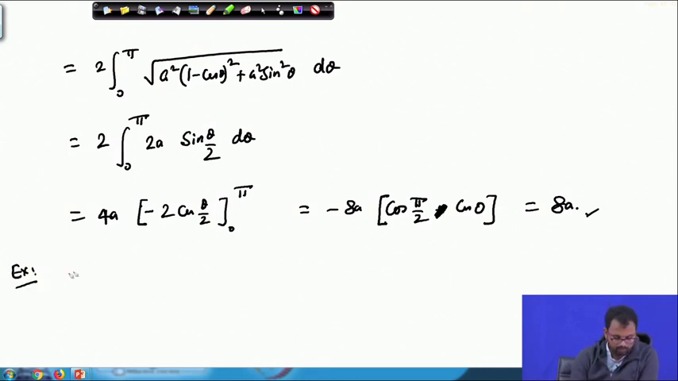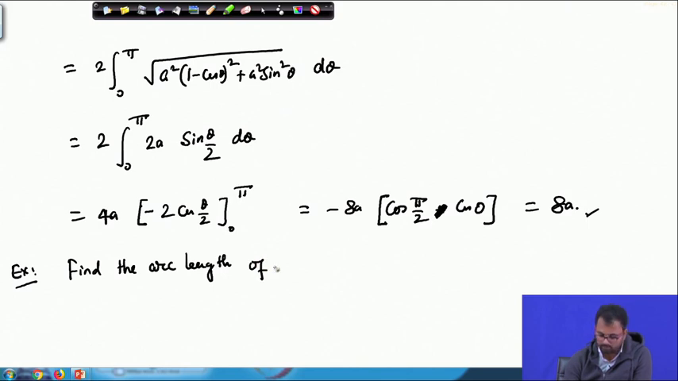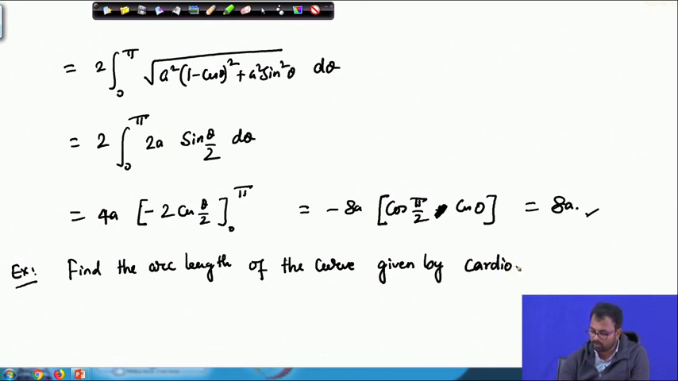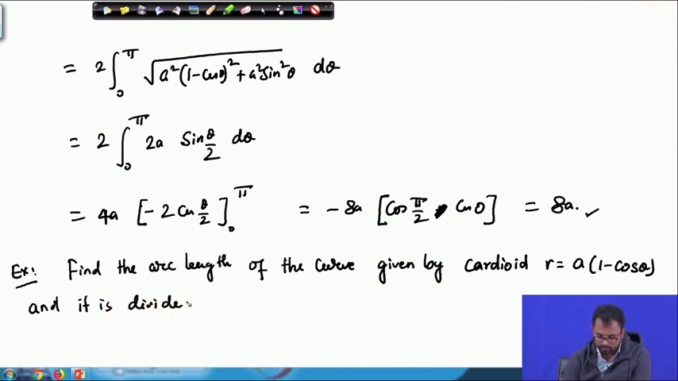So another example. Find the arc length of the curve given by the cardioid r equals a times 1 minus cos theta, and it is divided by the line 4r cos theta equals 3a.